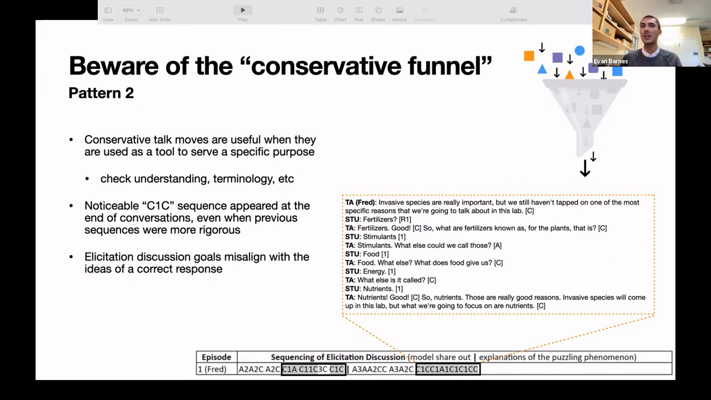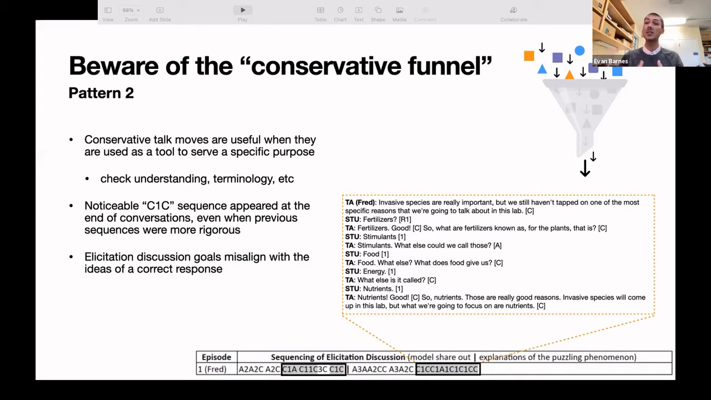This is interesting because if you notice at the bottom here, I have episode 1 from a TA named Fred. Right before this highlighted section of C1, CC, 1A, 1, all these, we have a section of pretty ambitious talk and pretty rigorous talk amongst the students and the TAs. But as we near the end, we lower the rigor. And this is problematic, right?